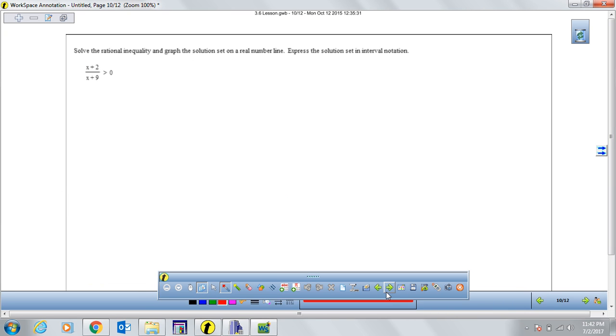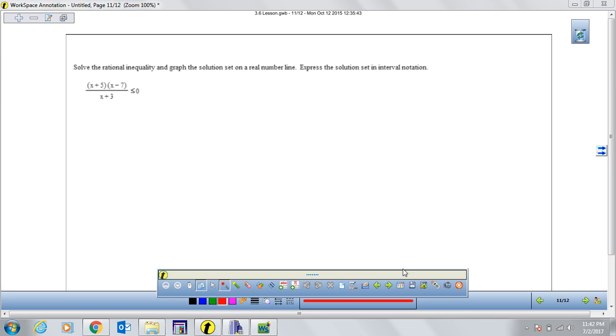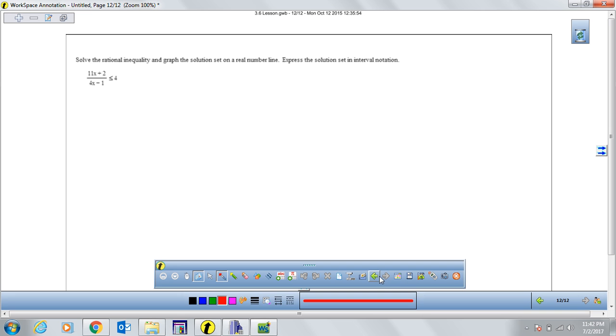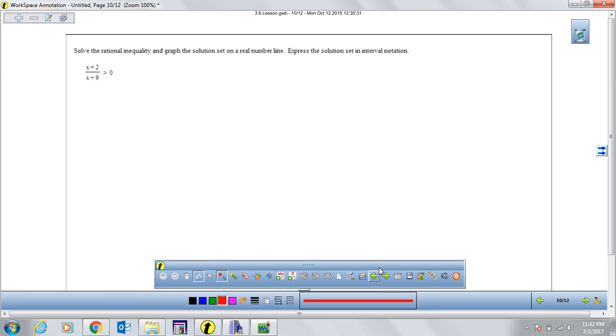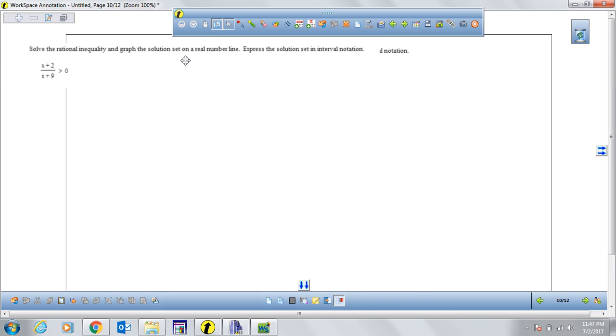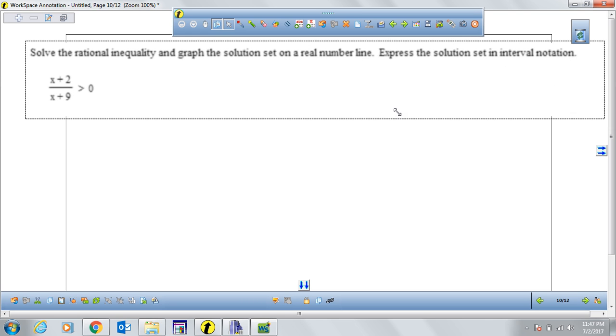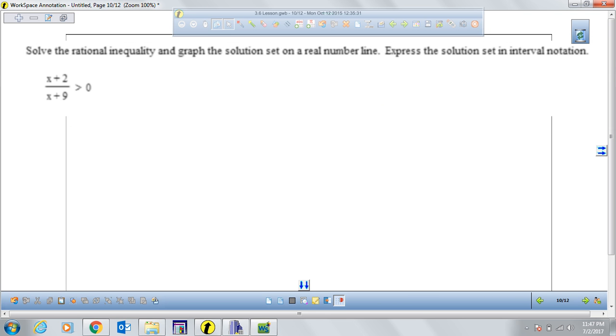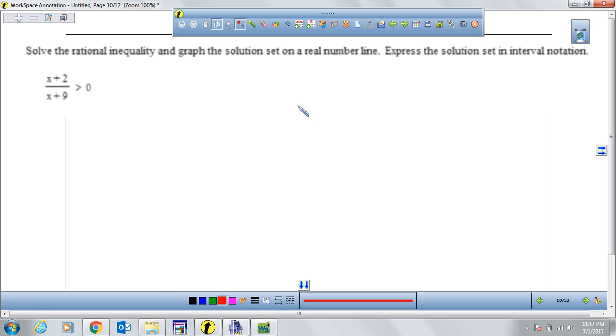Next inequality. So now we're going to be solving the rational inequalities. There's two of them that we're going to do. We're going to start with this one, and then we're going to do one more after this. Solve the rational inequality and graph the solution set on a real number line. Express the solution set in interval notation.